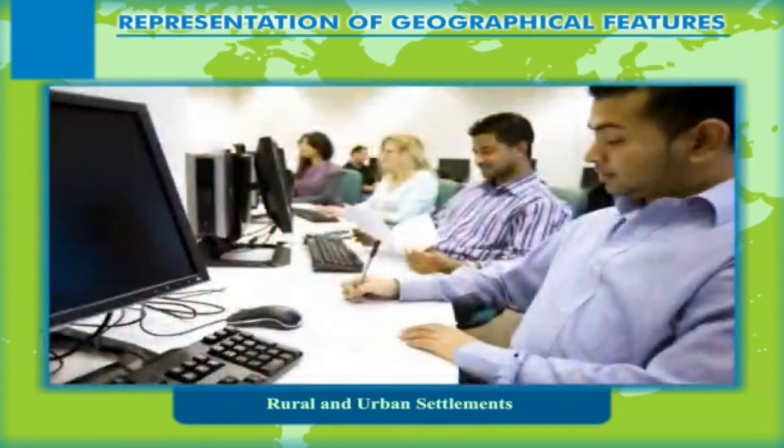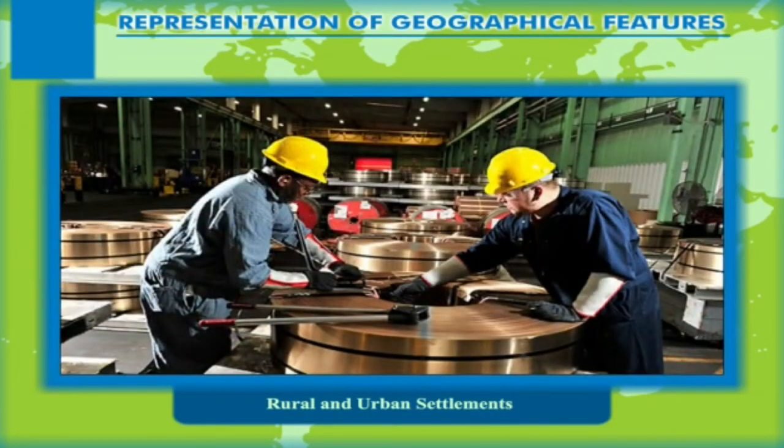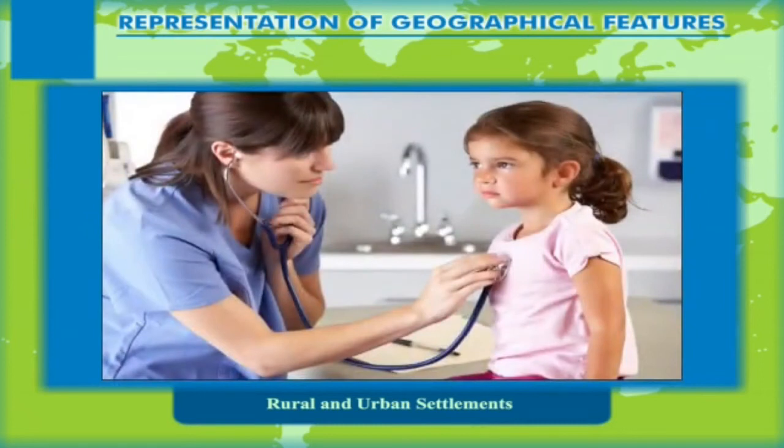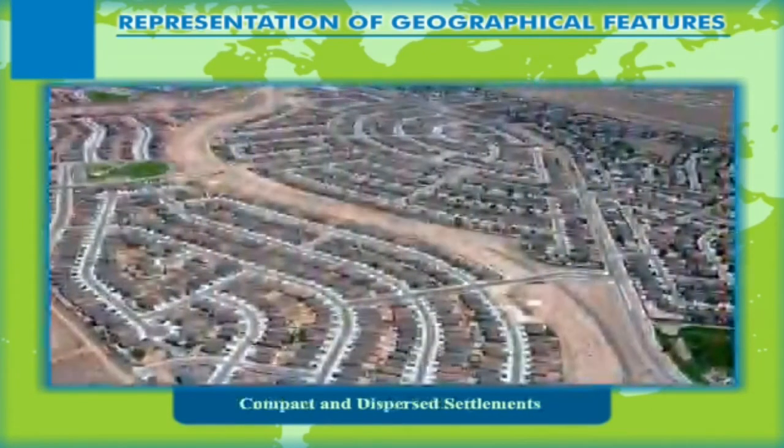In urban settlements, people are engaged in secondary and tertiary occupations. They either work in industries or they provide services like health and education. Towns and cities are examples of urban settlements.